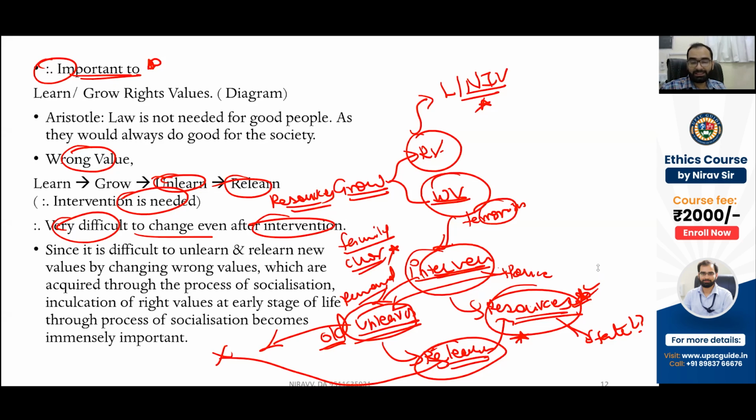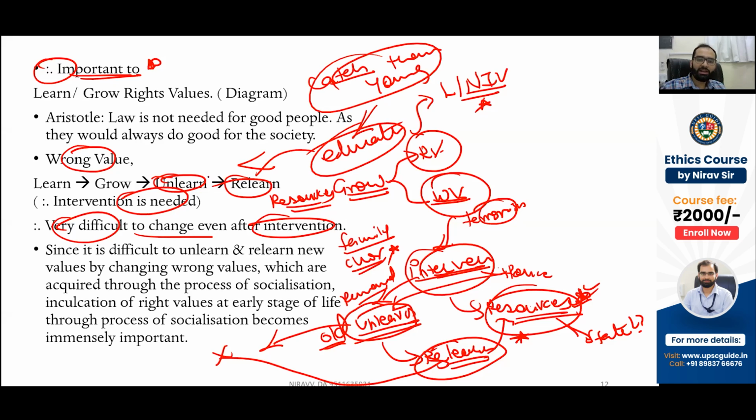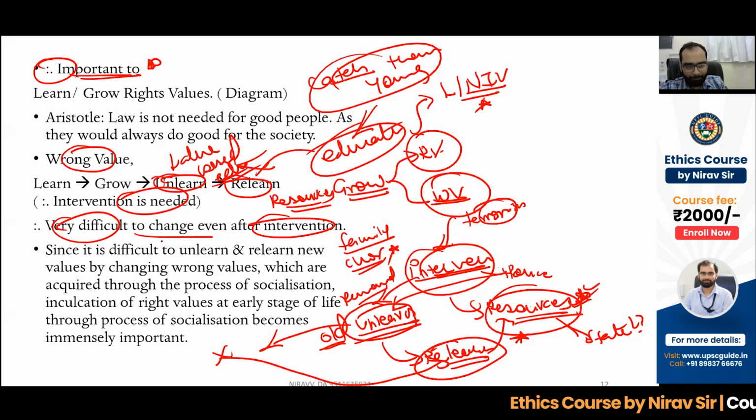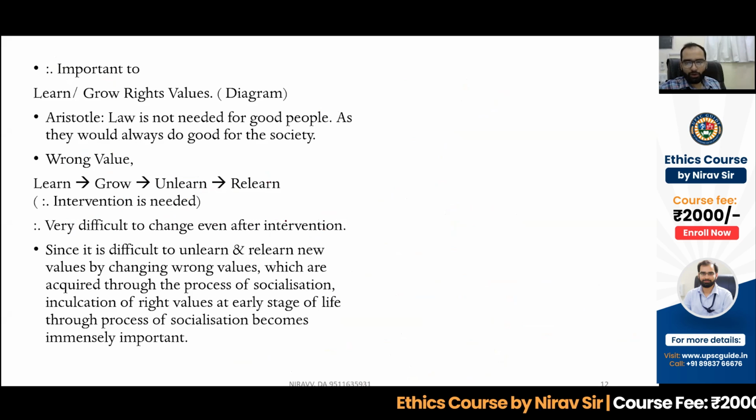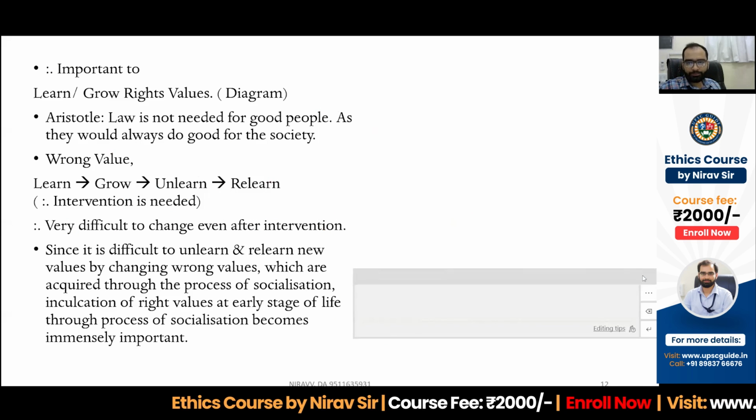That is why the best option with the state is to catch them young. At a young age, with proper education, we should inculcate right values. That is why we have value based education. Are you with me? Are you understanding this? Yes or no? Everybody in the class, please write in the chat box so that I know that you are with me and you are not sleeping, right?